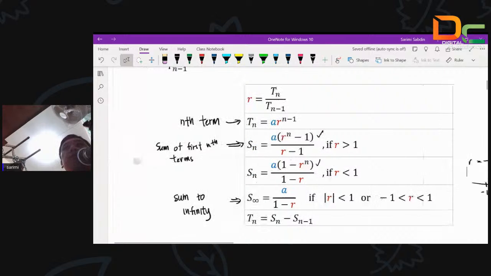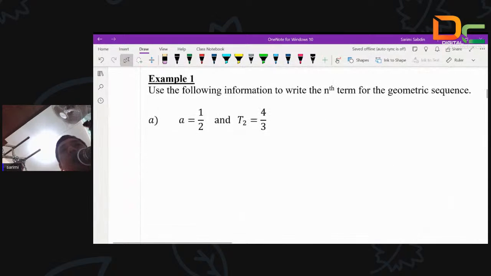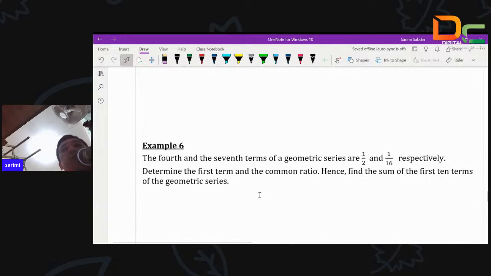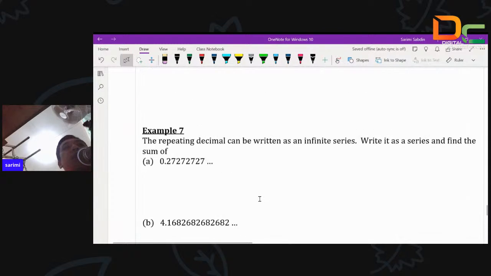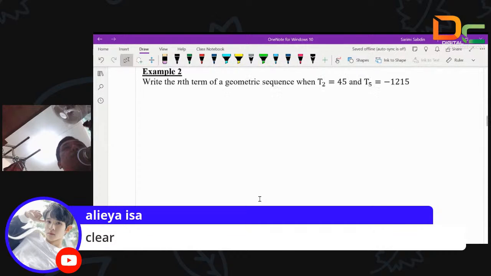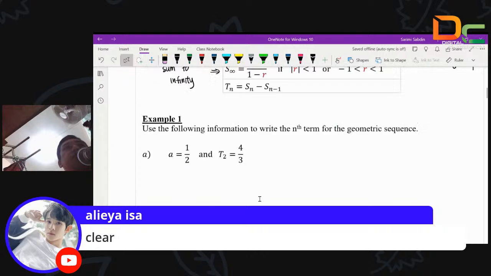Alright, so for today we're going to discuss, how many examples do we have here? 1, 2, 3, 4, 5, 6, 7. We have 7 examples here, which should be enough for today. So we look at the first question, the first example.